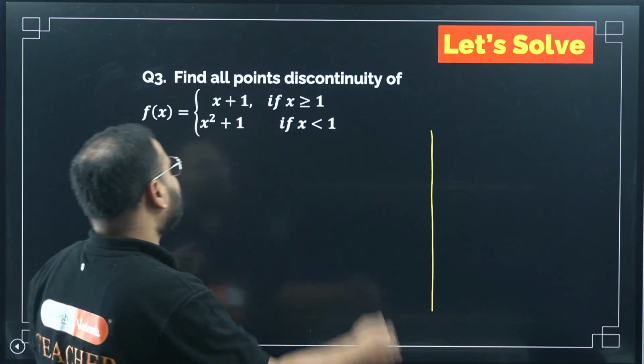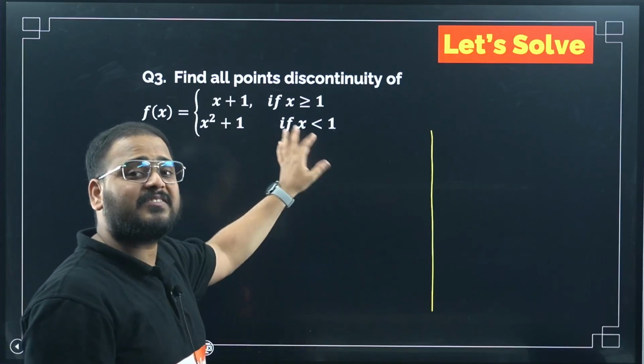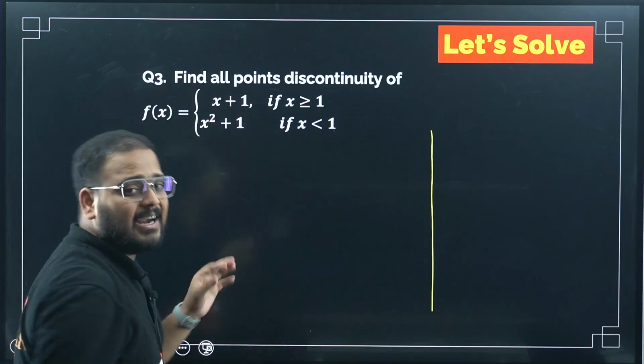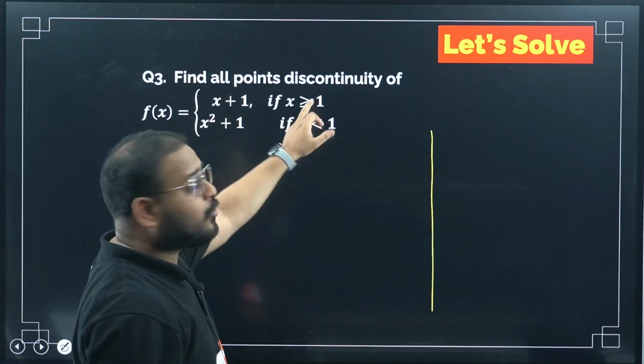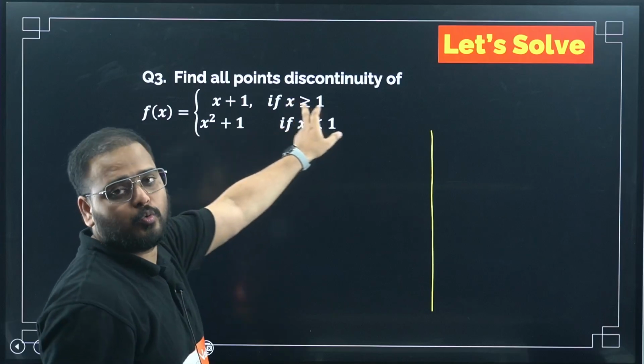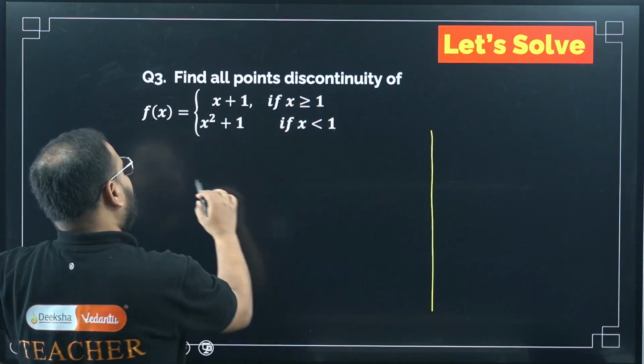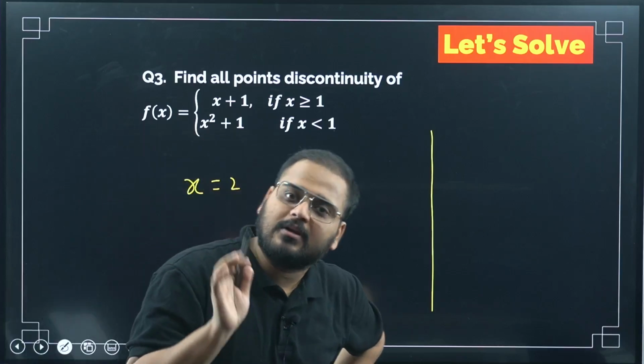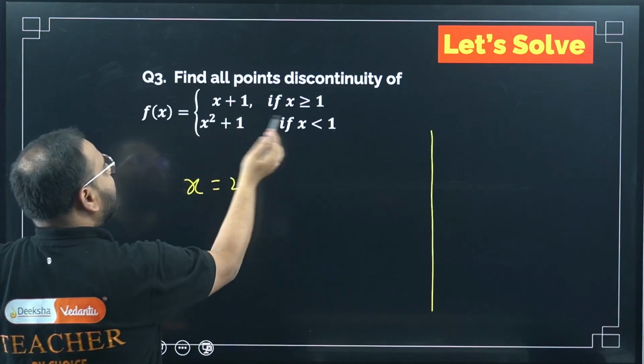So we are checking at only 1, because the function is defined at 1 in 2 different ways. There's a break in the function. That's why I'm checking only for 1. If you, let's say, check for 2, what is going to be the function at x equals 2? If you have this doubt, sir, why I'm checking only for 1, check x equals 2. Which one will I take? Can I take this one?